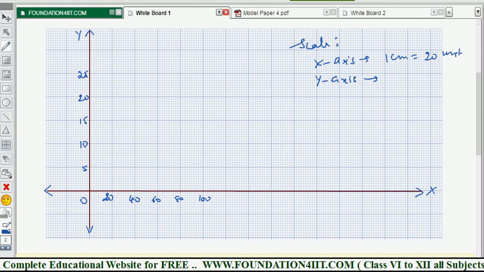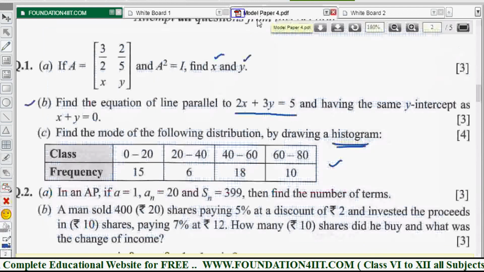So that means you can change this y-axis. 1 centimeter is equal to 5 units. You can take anything, it is the same. There is no difference in the mode. Now, let's draw the histogram for this.